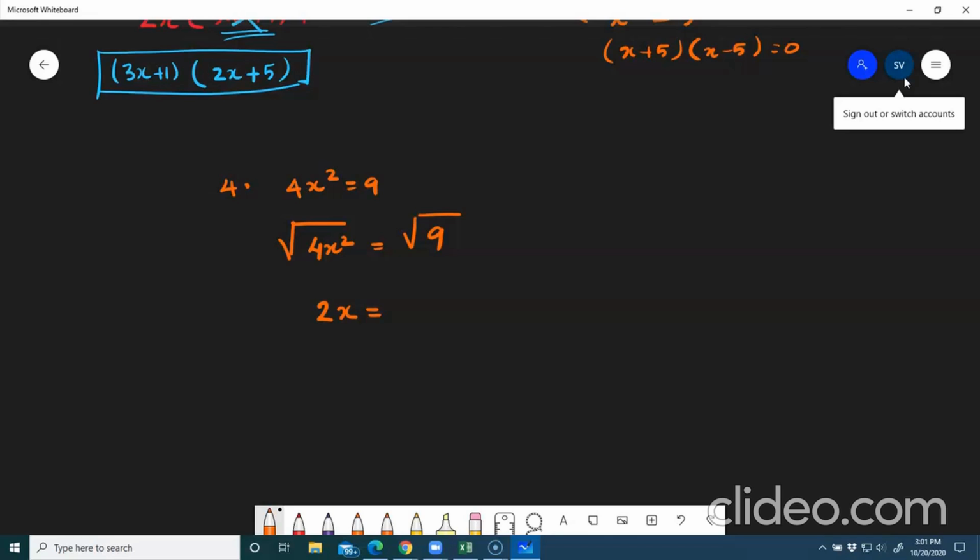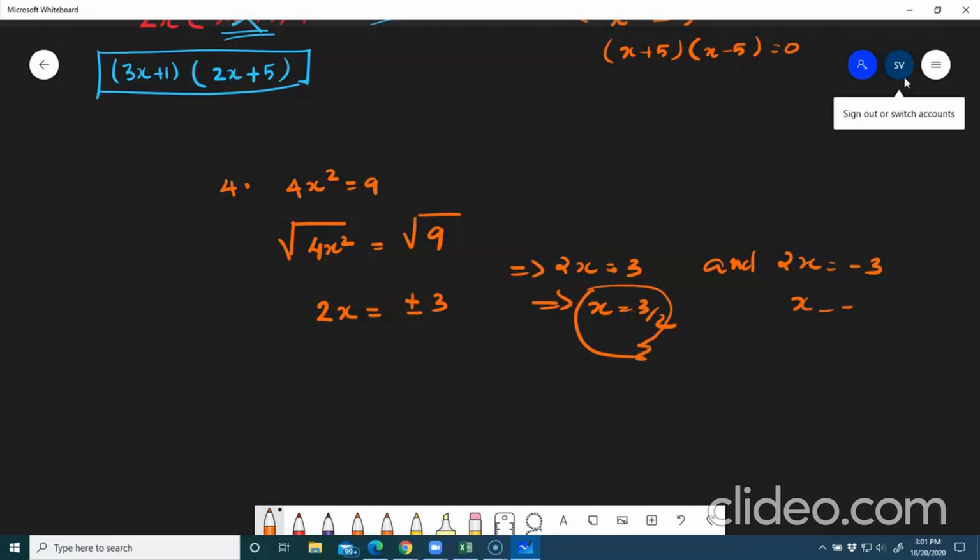You can think in a deeper sense. You can write plus or minus 3. Okay, which implies 2x is equal to 3 and 2x is equal to negative 3 also. So from this x is equal to 3 by 2, that is the first solution. And here x is equal to negative 3 over 2. So this is the second solution.